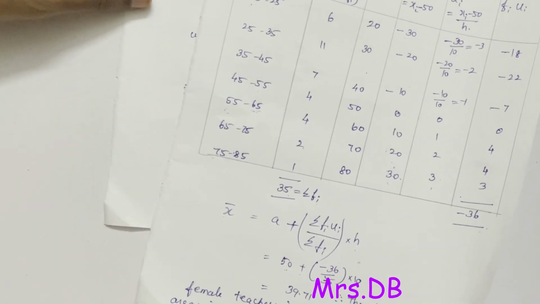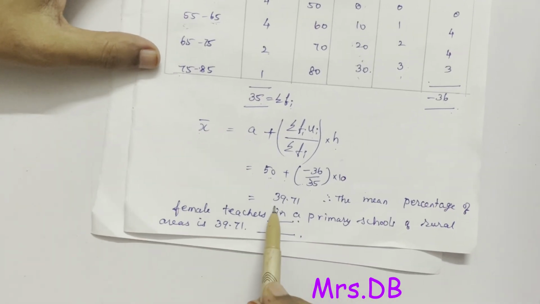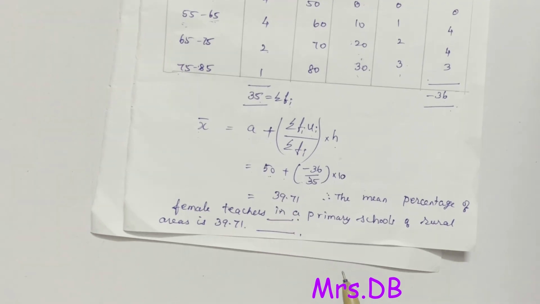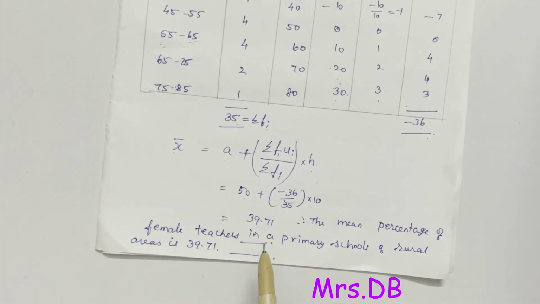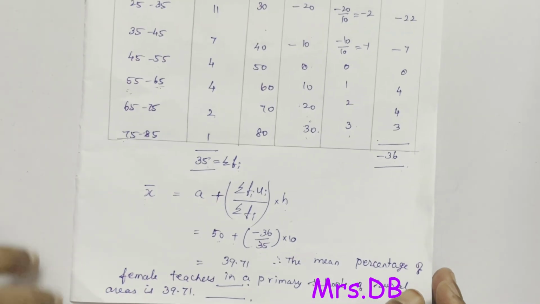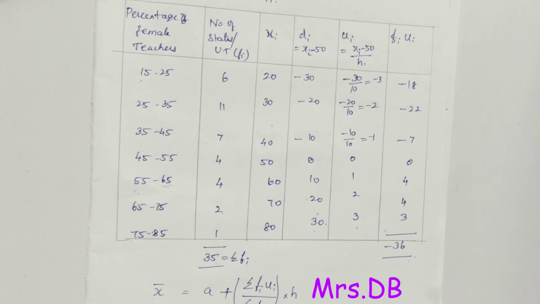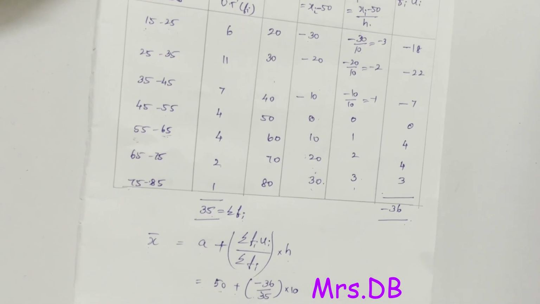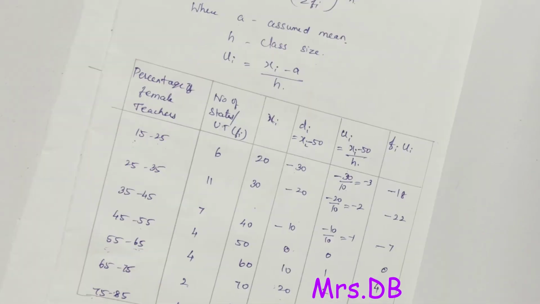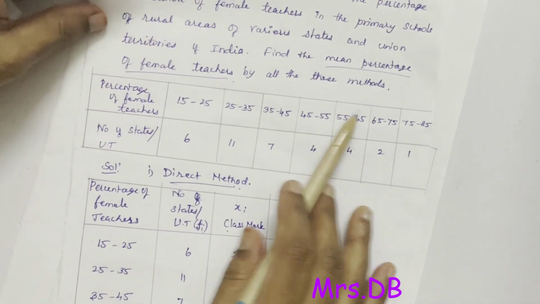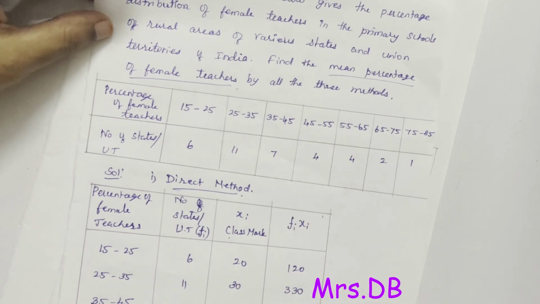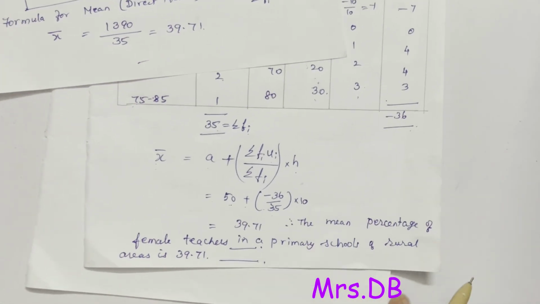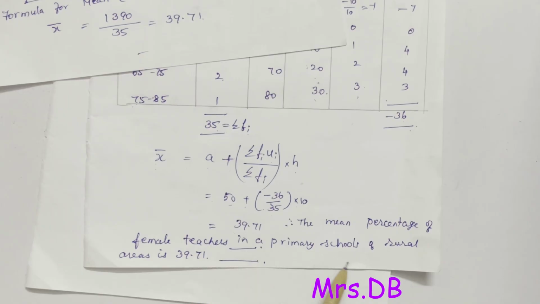So for our question, see that in all three methods we have got 39.71. Whatever the method, we will be getting the same answer. So don't worry about choosing the method to solve the problem. To reduce the complication in solving the problem, we have these three methods. Be careful when doing the calculation. Our question is to find the mean percentage of female teachers by all three methods. So our answer is: the mean percentage of female teachers in primary schools of rural areas is 39.71.